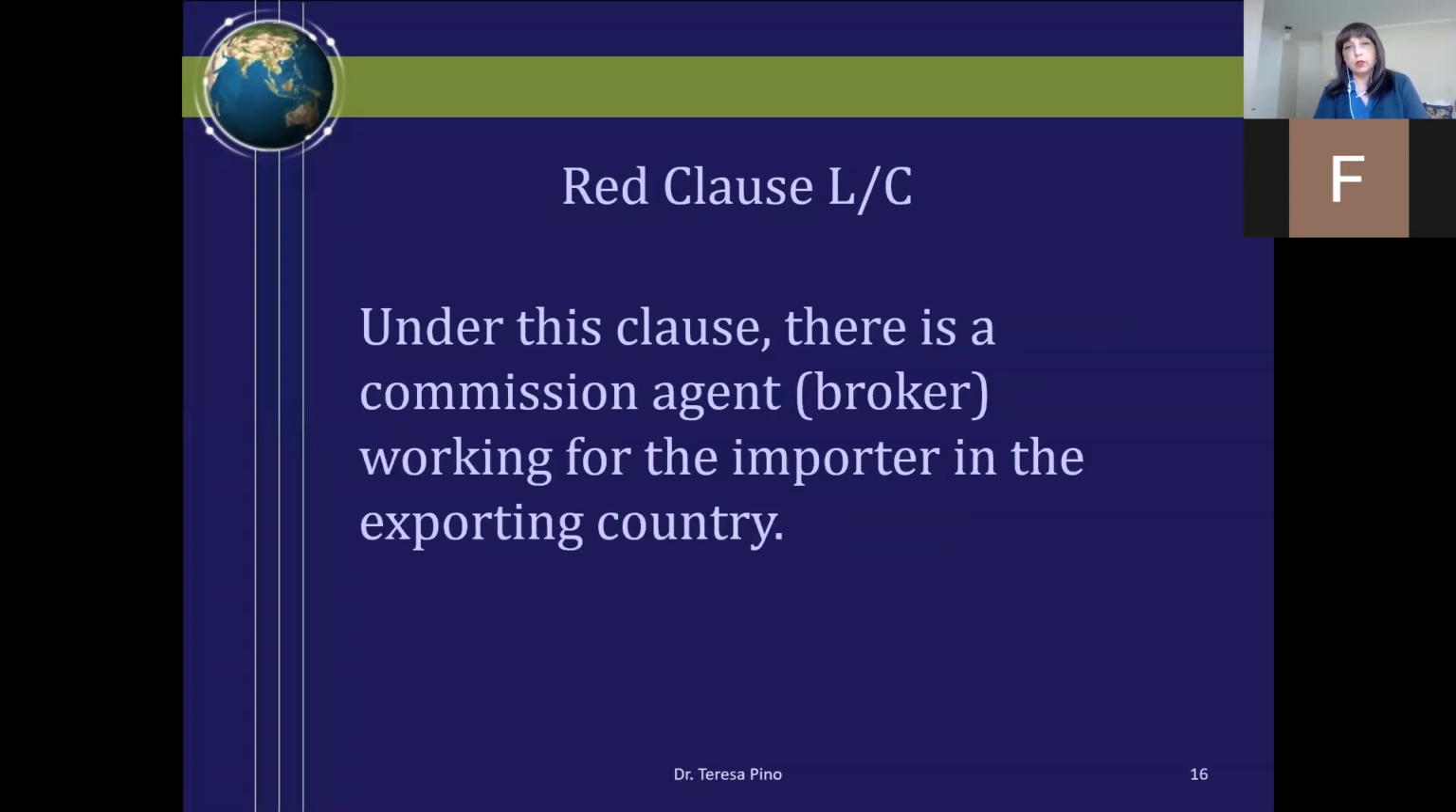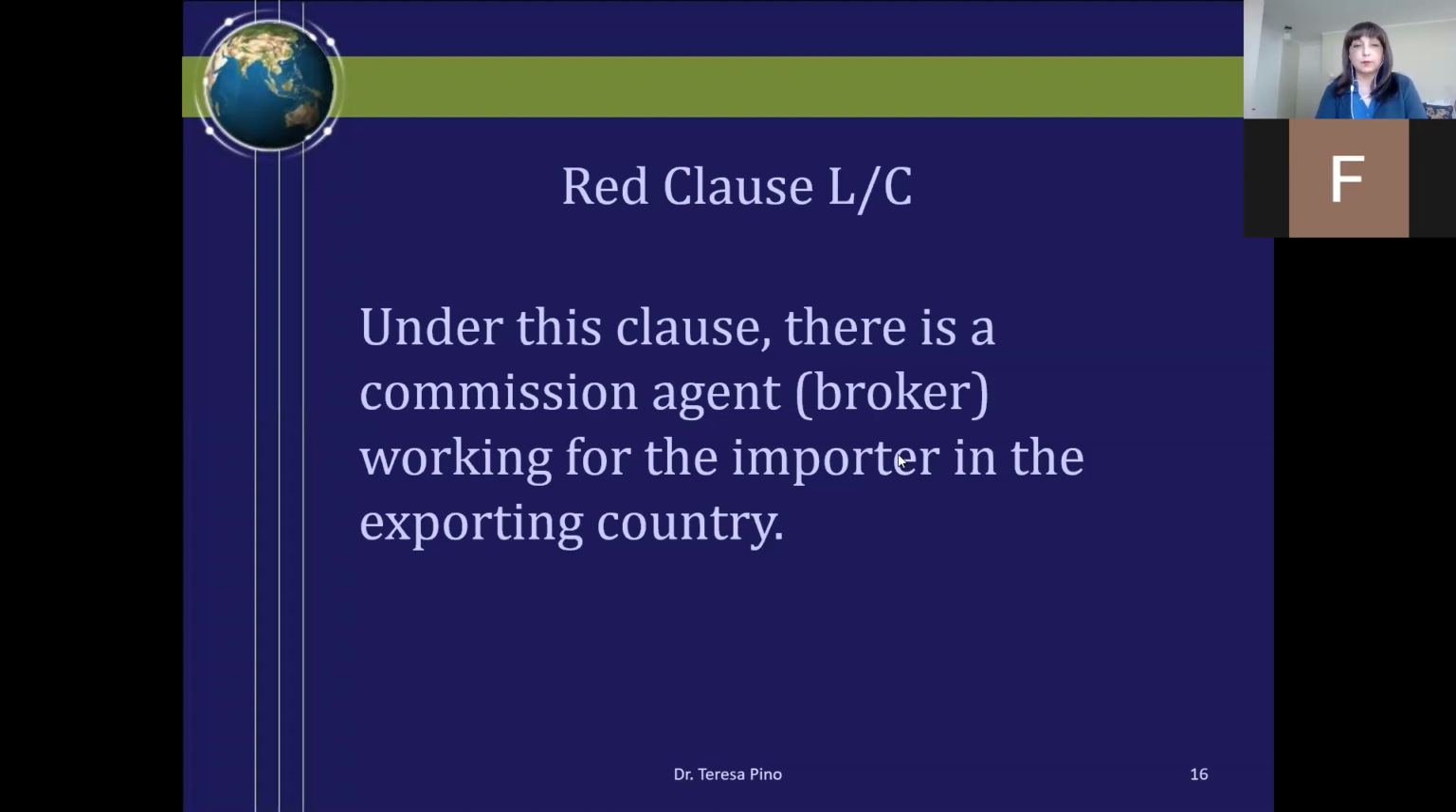And then we have the red clause letter of credit. In here, and this is where I would love to work with you with some small entrepreneurs, because maybe we can work on this particular letter of credit. I'm trying to find small entrepreneurs. I already have some, and see if we can do something from here until the end of December.